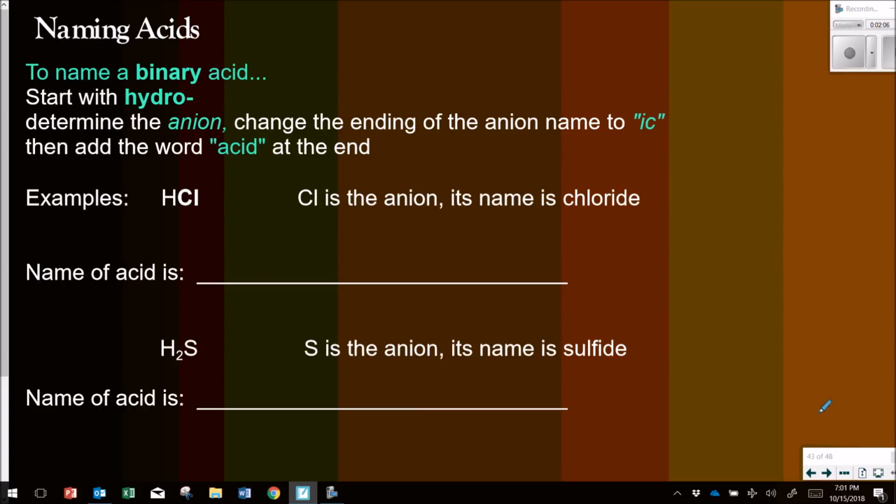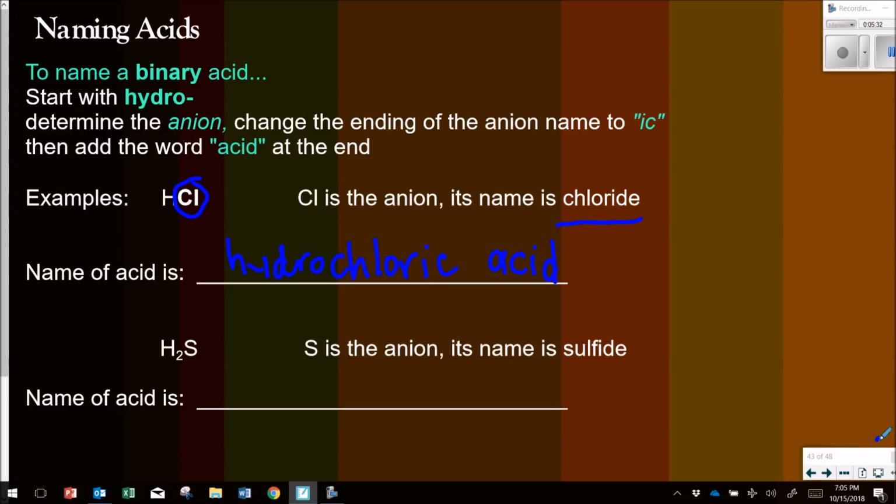To name binary acids, we start with the word hydro, and then we find out what the anion is. We change the ending of the anion name to ic, and then we add the word acid at the end. We have HCl. We start with the word hydro, and then we determine that Cl is the anion, so that's chloride, and I'm going to change the chloride name to chloric, so hydrochloric, and then I write the word acid at the end.